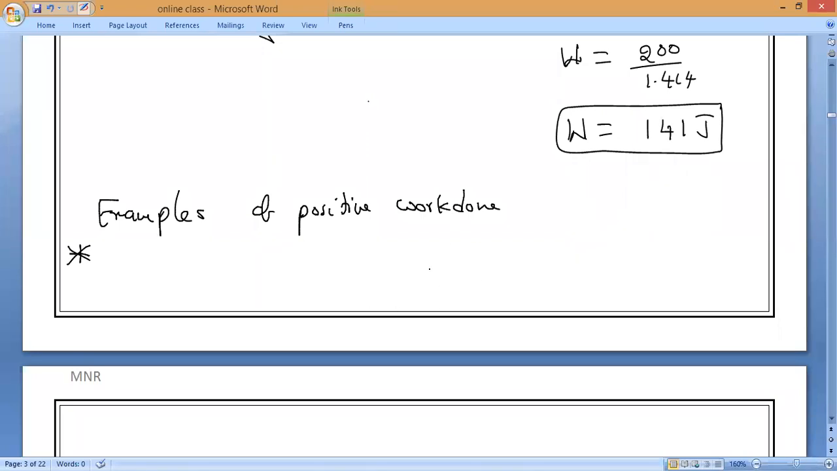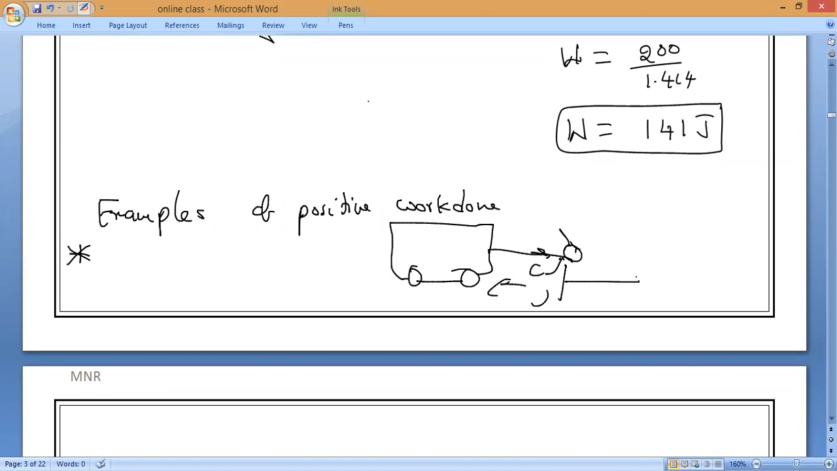Horse is pulling. If you take, for example, this bull cart, and this is the horse, you can see it is applying the force in this direction. The cart is also moving in the same direction. So is it positive work done or negative work done? I want the answer.